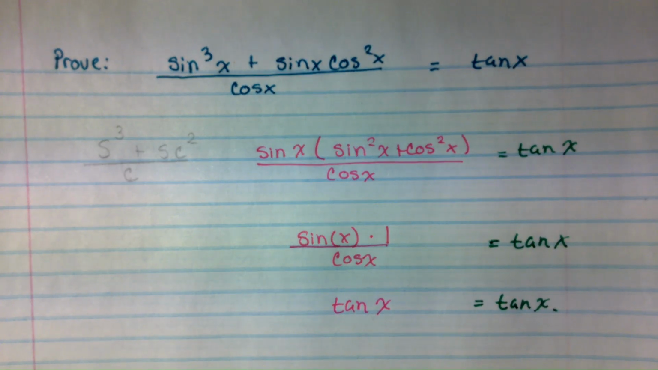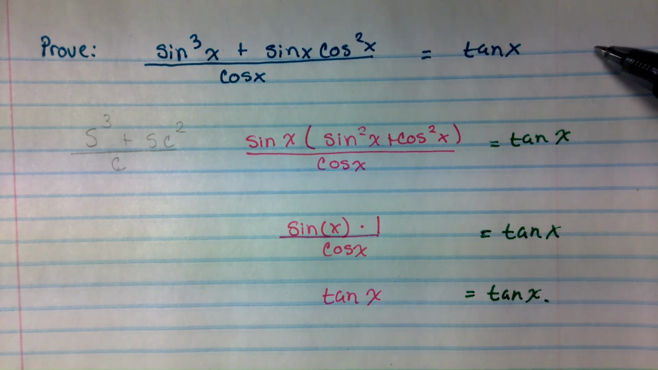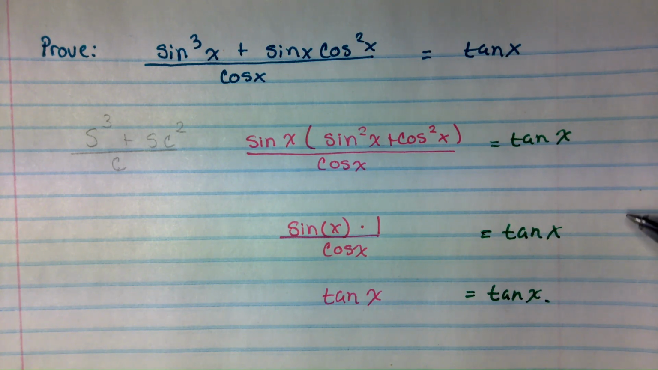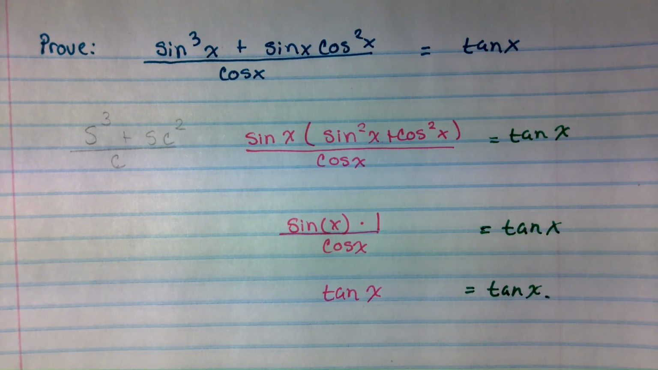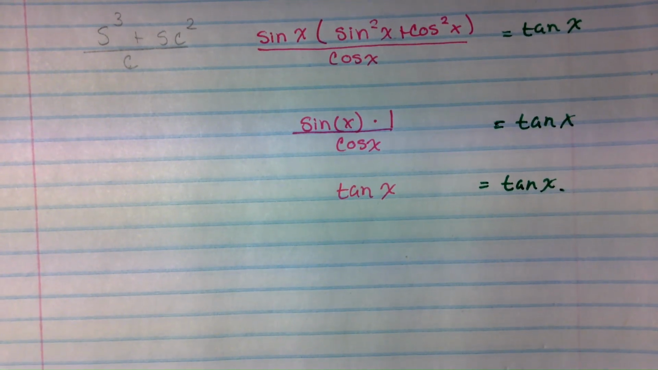Could I add a column that says, given, factor out sine of x, use the Pythagorean identity, use the definition of tangent? I could. I'm not worrying about that in this video. I don't know if your professor will have you worrying about that, but that's one thing that could be done in the future. Okay? All right, let's try another one.